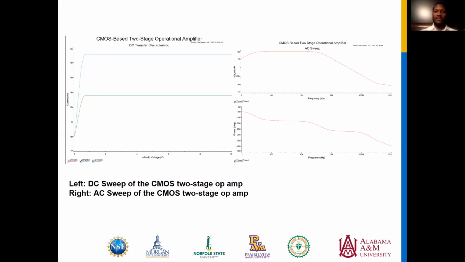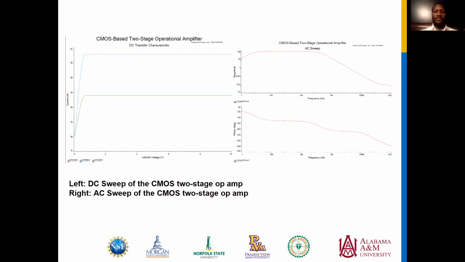Then on the right is the CMOS-based two-stage operational amplifier AC sweep. On the top graph, the x-axis is the frequency and the y-axis is the magnitude. Magnitude starts at 10, then when the frequency increases, the magnitude increases as well. Then when the frequency keeps increasing, the magnitude will level out until the frequency hits 1 megahertz, then it decreases to 10 magnitude.